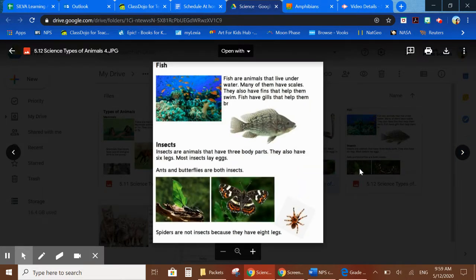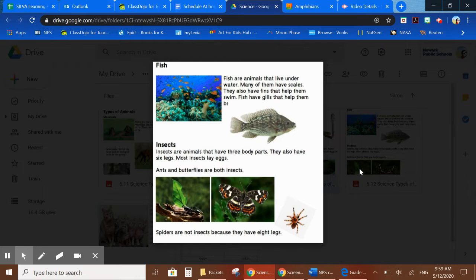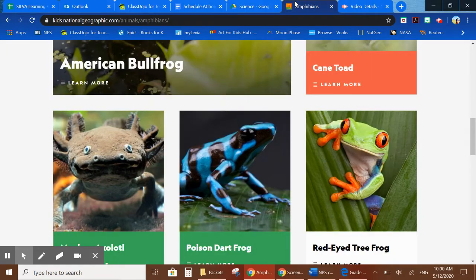Now we're going to talk about fish. Fish are animals that live underwater, right? Fish can't live on land at all. Many of them have scales. They also have fins that help them swim. Fish have gills that help them breathe. So we breathe with our lungs, through our mouth and our nose. Fish breathe through their gills. That's how they can breathe underwater.